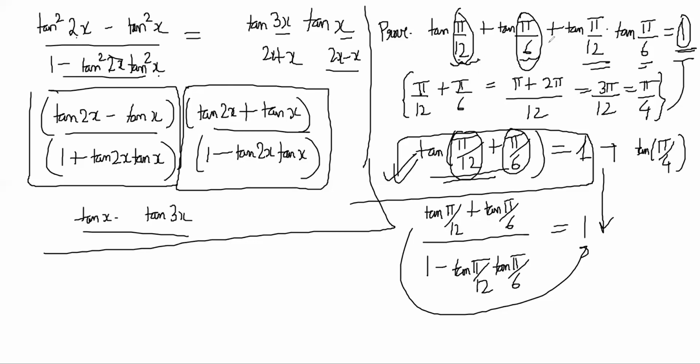Like pi by 12 plus pi by 6 is pi by 4. If somebody had given you 15 and 30, you would have seen it. That's why they didn't give 15 and 30. They gave it like this so that you could not notice that it is 15 degree and 30 degree, and then 45 degree you would have seen. Okay, fine.